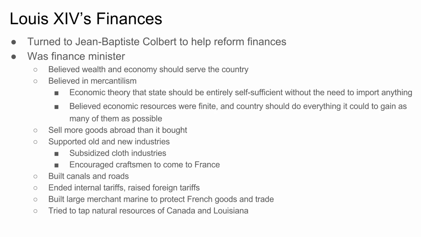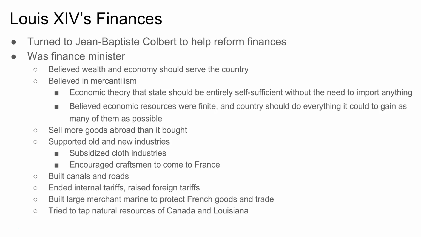To do this, Colbert really supports industry, so he subsidized various industries, specifically the cloth industry. By subsidizing that, it means that he's giving them tax breaks, giving them money to start off, or loans, or no interest loans, things like that. He's basically helping them out, or paying them part of the cost of producing certain things in order to offset the cost of that to the consumer.